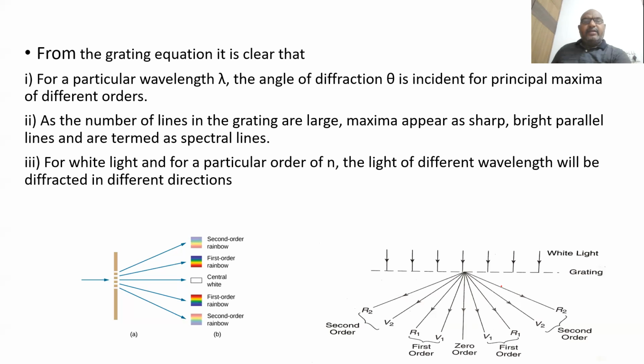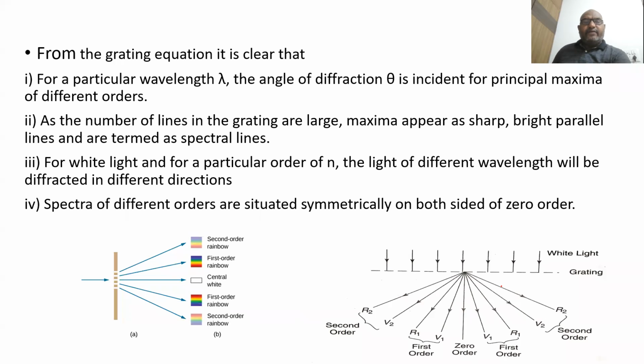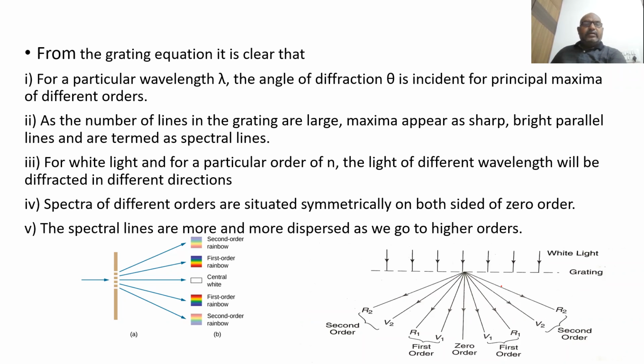So for white light and for a particular order n, the light of different wavelengths will be diffracted in different directions. The spectra of different orders are situated symmetrically on either side of the zero order. The spectral lines become more and more faint as we go to higher orders, up to n orders. So this is called the complete picture of the diffraction.